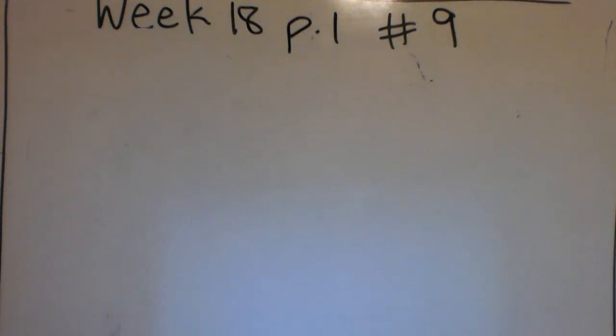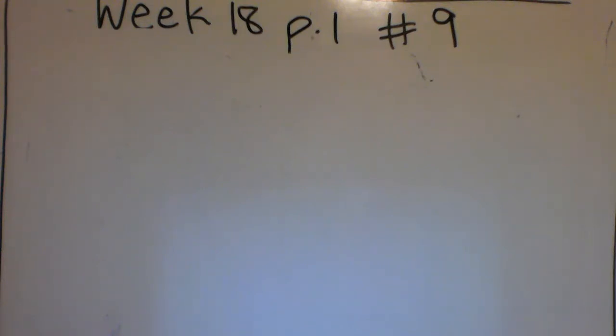This is week 18, page 1, number 9. A sample of cadmium hydroxide is added to pure water and allowed to come to equilibrium at 25 degrees Celsius. The concentration of cadmium ions is 1.7 times 10 to the -5 molar at equilibrium. What is the value of the solubility product constant for cadmium hydroxide?